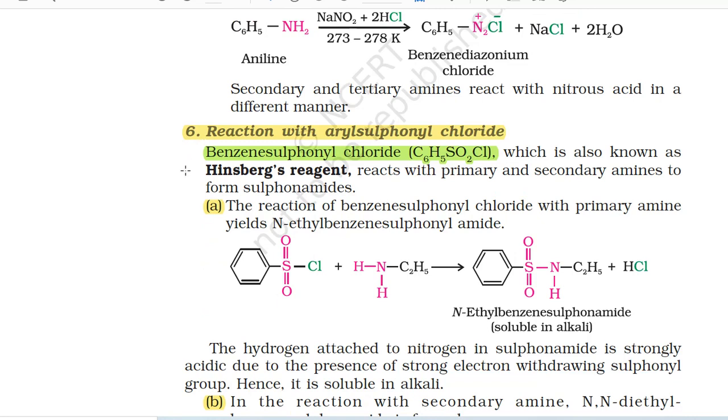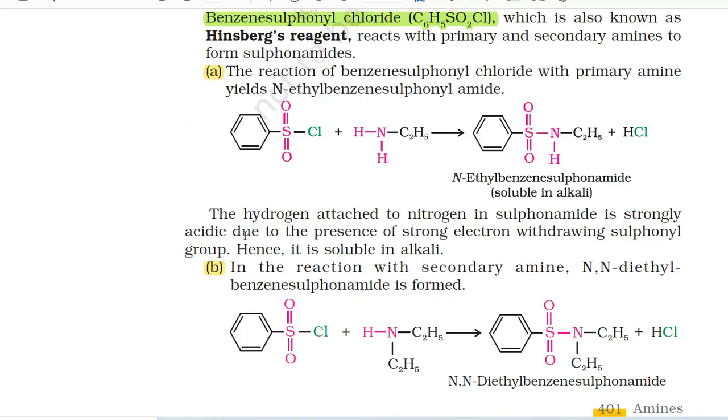Sixth, reaction with aryl sulfonyl chloride. Benzene sulfonyl chloride (C6H5SO2Cl), which is also known as Hinsberg reagent, reacts with primary and secondary amines to form sulfonamides. A. The reaction of benzene sulfonyl chloride with a primary amine yields N-ethyl benzene sulfonamide. The hydrogen attached to nitrogen in the sulfonamide is strongly acidic due to the presence of the strong electron withdrawing sulfonyl group. Hence it is soluble in alkali.